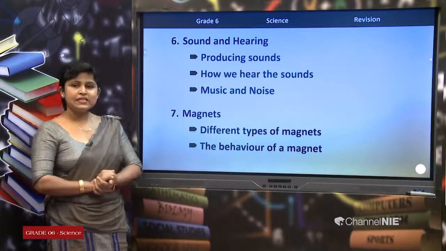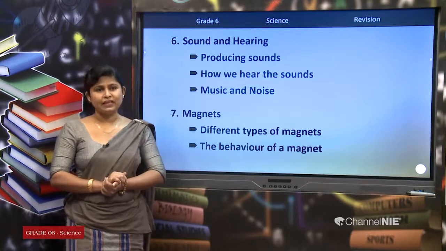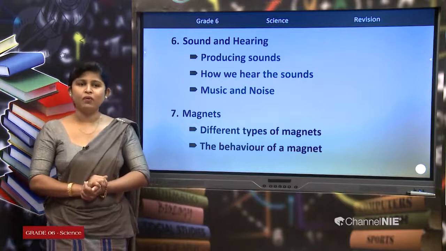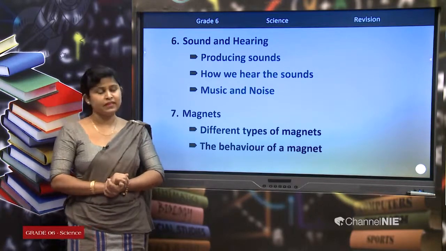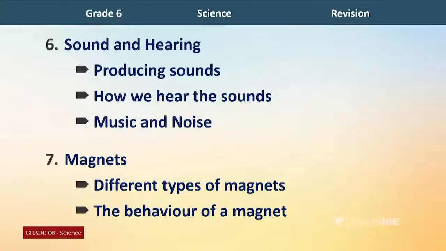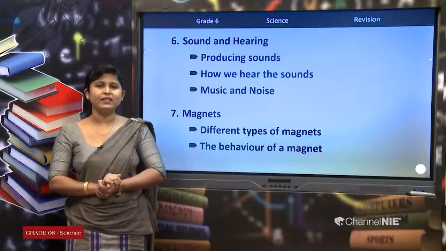Then in Unit 7, we were talking about magnets. I think you all can remember how you used magnets, how you identified the faults of a magnet. Different types of magnets. You observed different types of magnets in your school laboratory and the behavior of a magnet. How similar poles repel each other and how different poles of magnets attract each other.